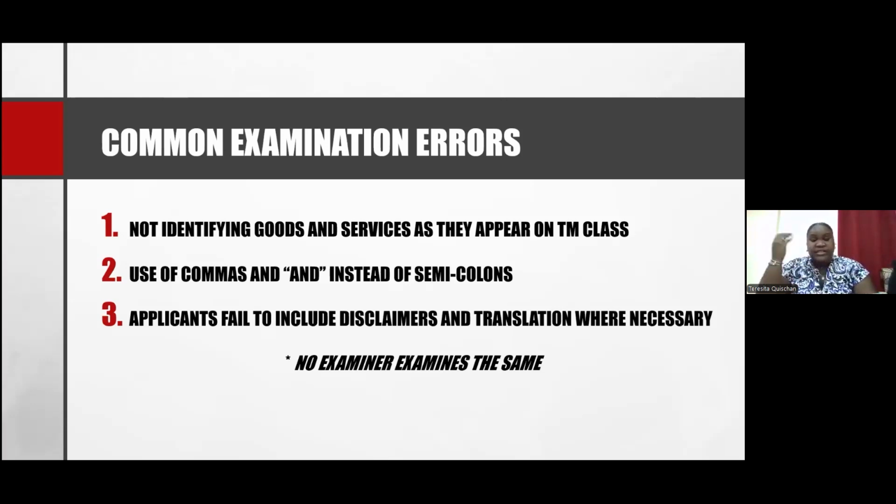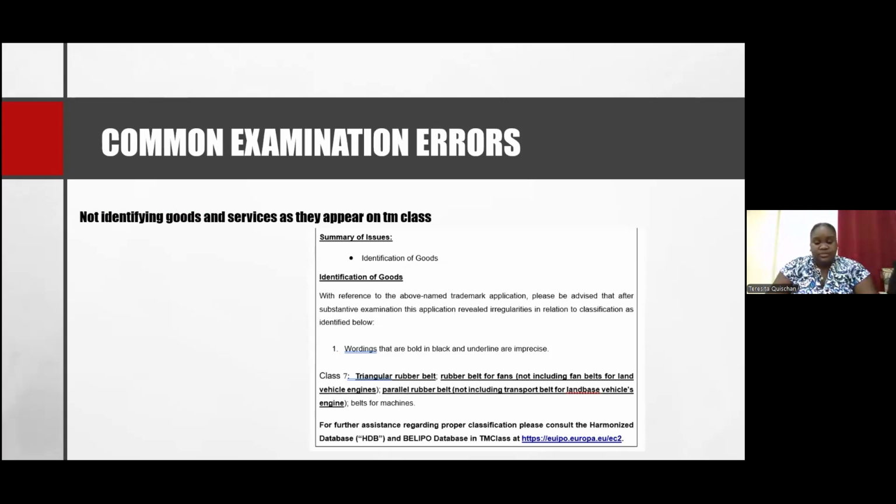No two examiners examine the same, but we try our best to create an acceptable standard to remain consistent. So these are some of the common errors that we come across: not identifying goods and services as they appear on TM class. We would bold and underline them. The imprecise identification of goods and services, and advise the applicant to use TM class to identify goods and services.